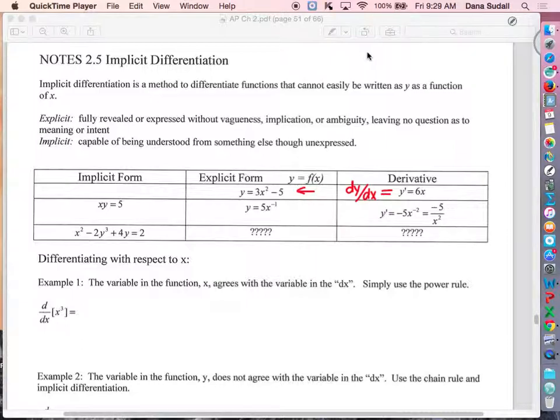You may have an equation, though, that's not solved for y, like this one, xy equals 5. But that one's not too difficult to put from implicit form, where it's not solved for y, into explicit form, which is solved for y. If you divide both sides by x, and maybe write that 5 over x as 5x to the negative 1, now you can take the derivative of that using your power rule. You'll have negative 5x to the negative 2, and then you can put that x to the negative 2 at the bottom, make it a positive x squared.